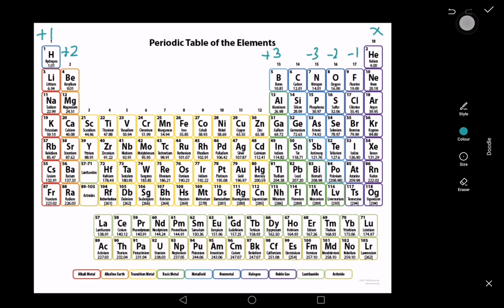Okay, now you already have the positive charge ions 1, 2 and 3, and the negative charge ions, negative 1, negative 2 and 3.